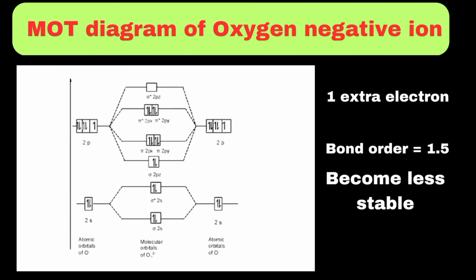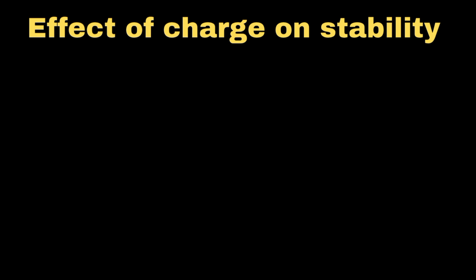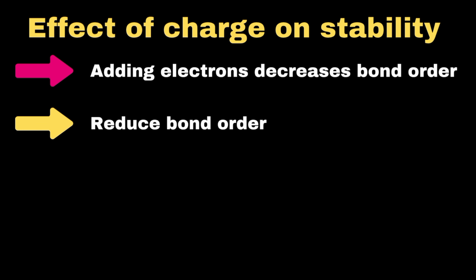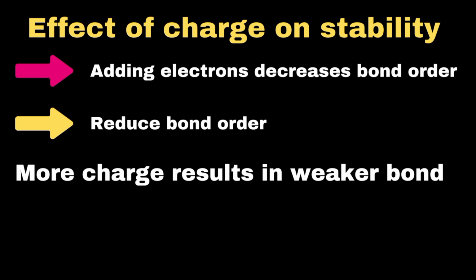Effect of charge on bond order and stability. From these examples, we can conclude that adding an electron, as in nitrogen negative ion and oxygen negative ion, decreases bond order, making the molecule weaker. Removing an electron, as in hydrogen molecular ion, reduces bond order but does not completely eliminate bonding. More charge generally results in a weaker molecular bond due to increased electron repulsion in anti-bonding orbitals.